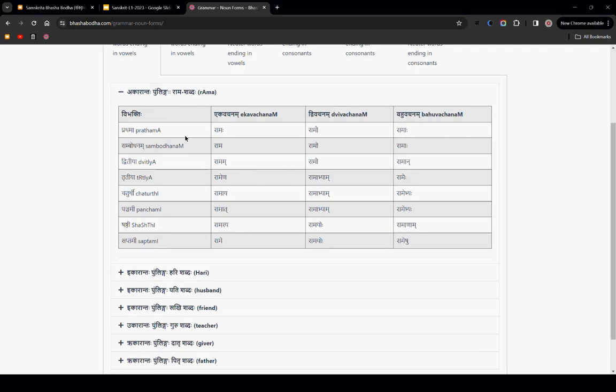Prathama is one, first. Prathama means first. Sambodhanam is addressing, calling. And Ditiya, second, Tritiya, third, Chaturthi, fourth, Panchami, fifth, Shashti, sixth, Saptami, seventh. So these are the cases. Here, there are no specific names for the cases itself, other than calling these first, second, third, etc.